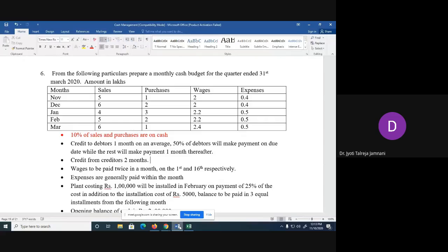So if I have sold in January, they should pay me in February. So that is the due date. But only 50% of the customers are paying on the due date. That means only 50% of customers will pay me within the 1 month I have given. What will the rest do? The rest will make payment 1 month thereafter. That means the remaining will take 1 more month. So what this statement means is 50% of the customers will pay you 1 month after sales, and the remaining 50% will pay you 2 months after sales because they are asking for 1 month extra.